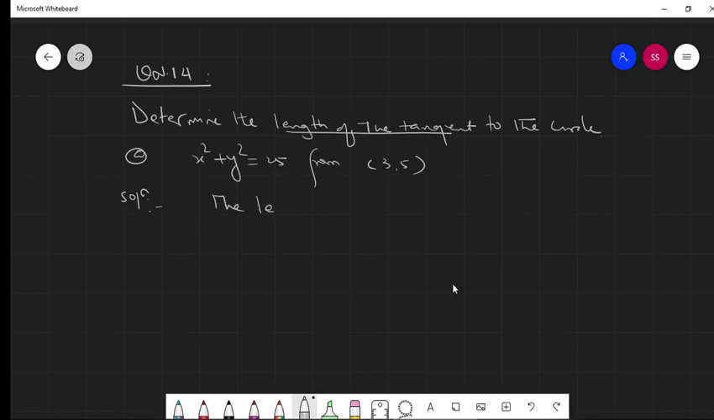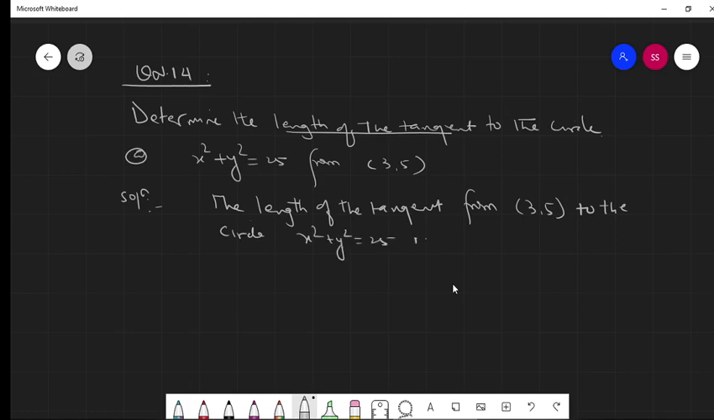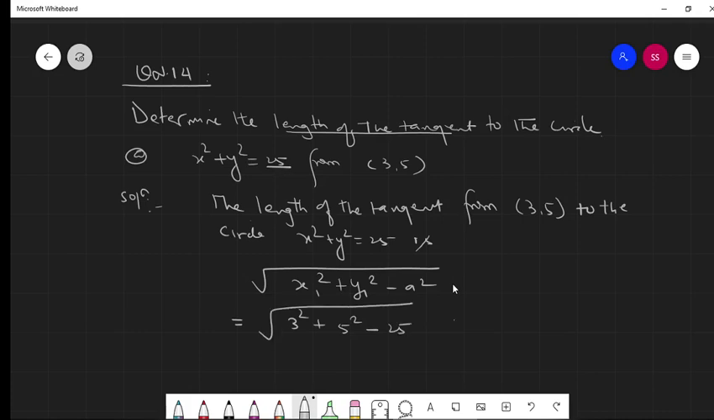The length of the tangent from 3, 5 to the circle x square plus y square equal 25 is x1 square plus y1 square minus a square. 3 square plus 5 square minus 25 equal to, this cancel, 3 units. 3 is the answer. The length of tangent from this to this is 3.